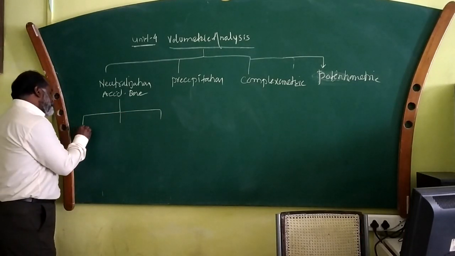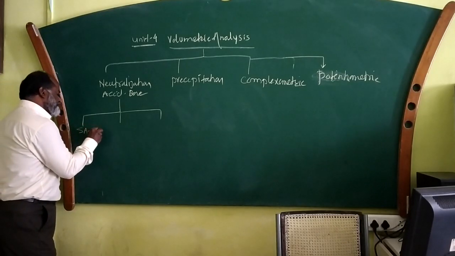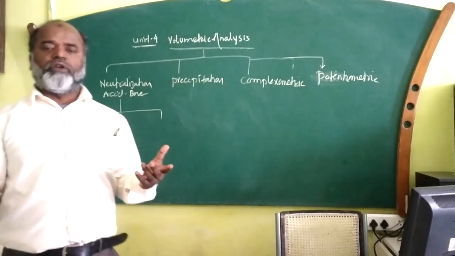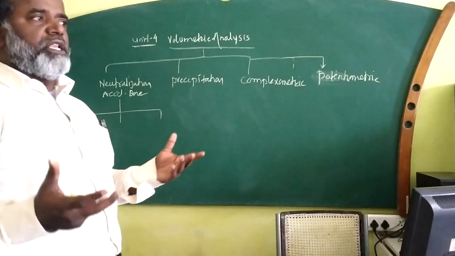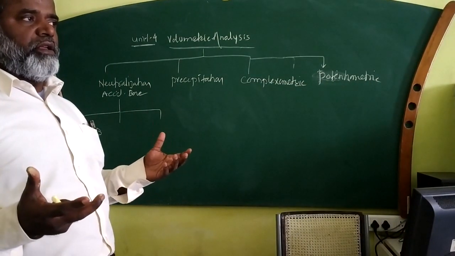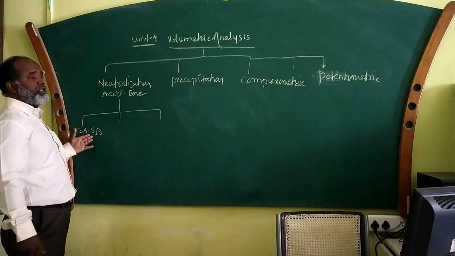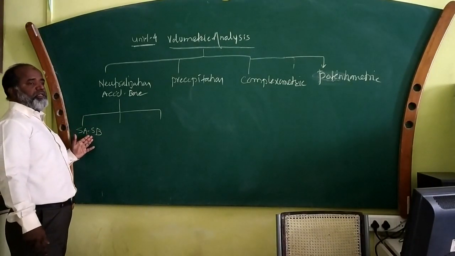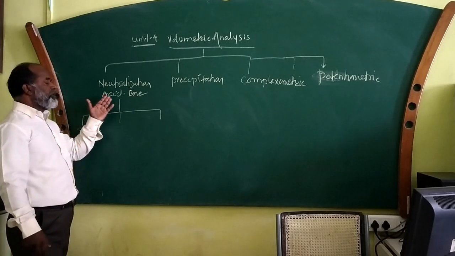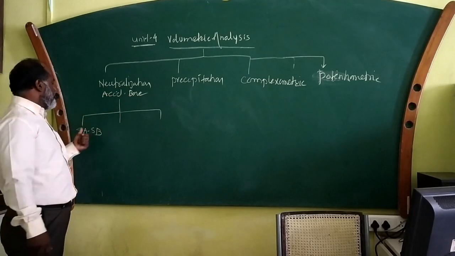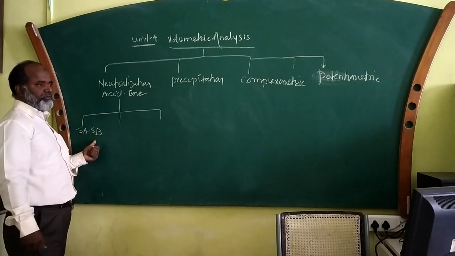One is called strong acid, strong base. Whether the acid and base which are going to neutralize during the course of titration, what is their nature? They are strong or they are weak. If both are strong, you can call it strong acid, strong base titration. It is a type of neutralization titration, but what is the strength of the acid and base? If both are equally strong, say it is a strong acid, strong base titration.